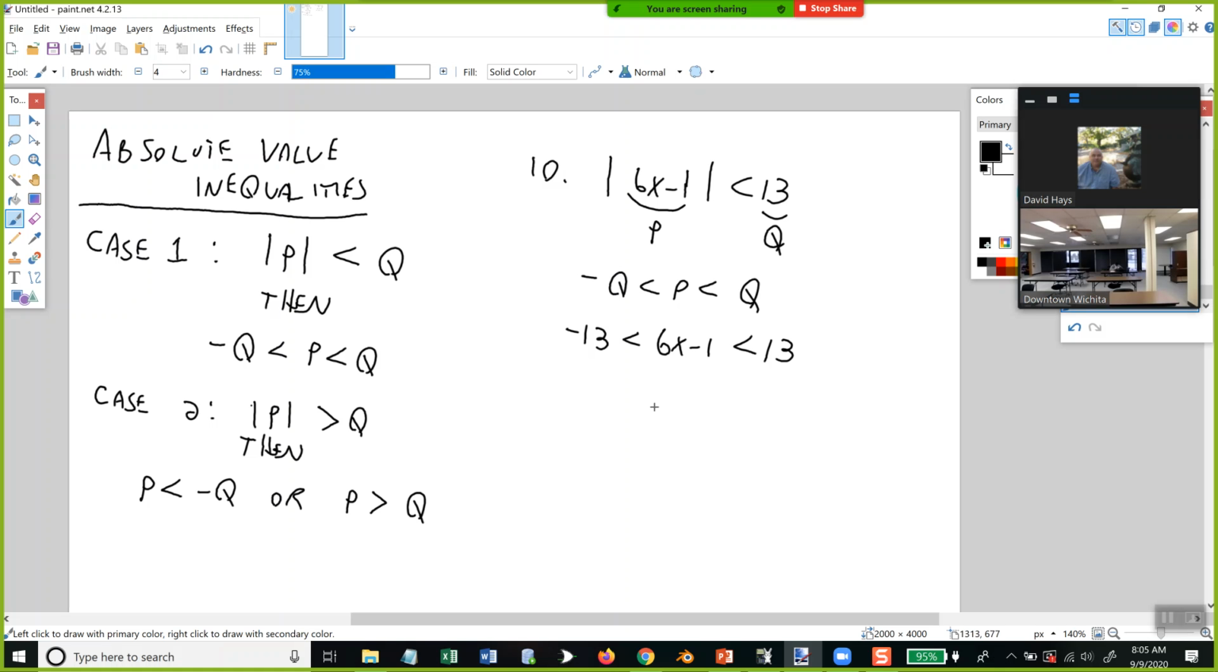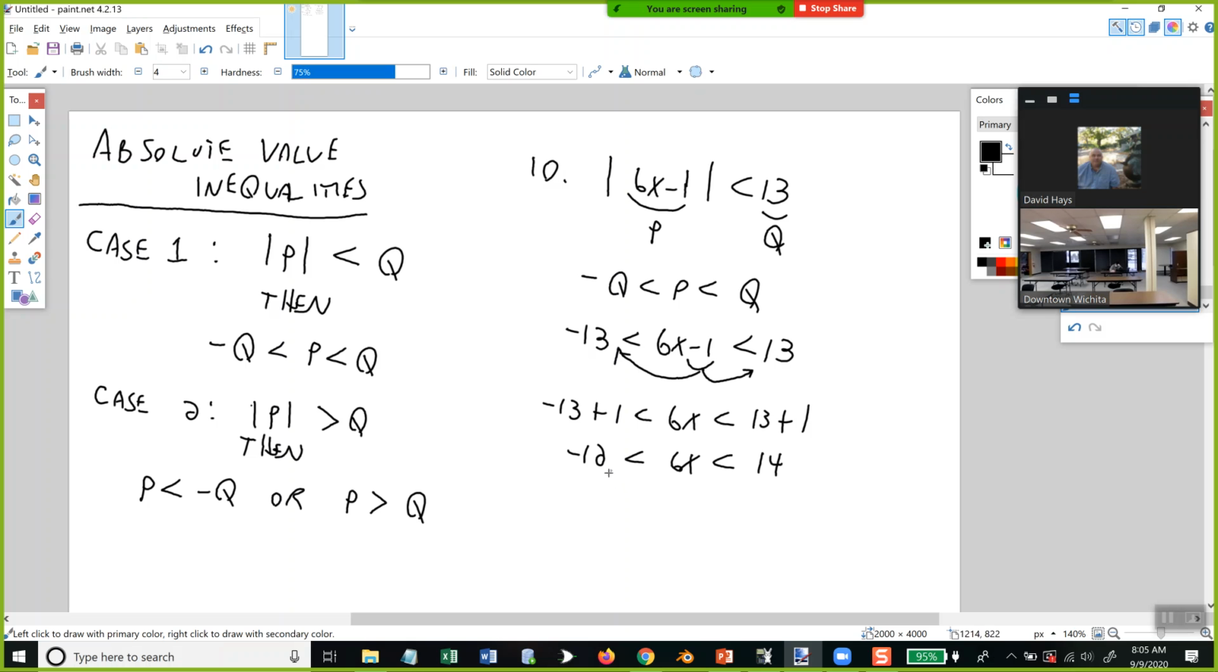Now after I do that on this problem, it becomes a three-sided compound inequality like we looked at last time. We want to get rid of parentheses, we don't have any. Get rid of fractions, don't have any. We want to take this number over to the other two sides, or add 1 to all three sides, however you want to think of it. Negative 13 plus 1 is negative 12. 13 plus 1 is 14.